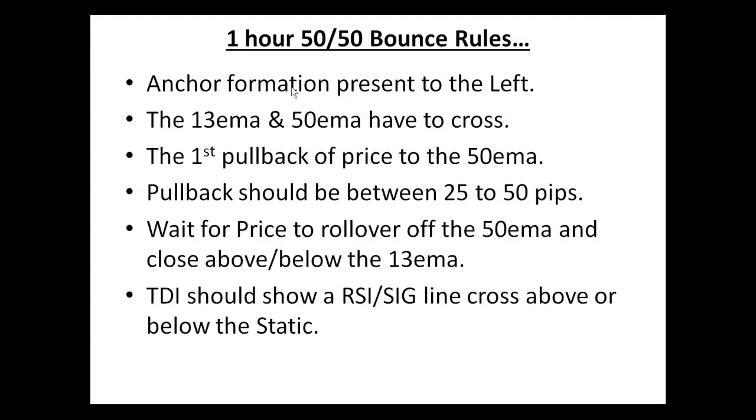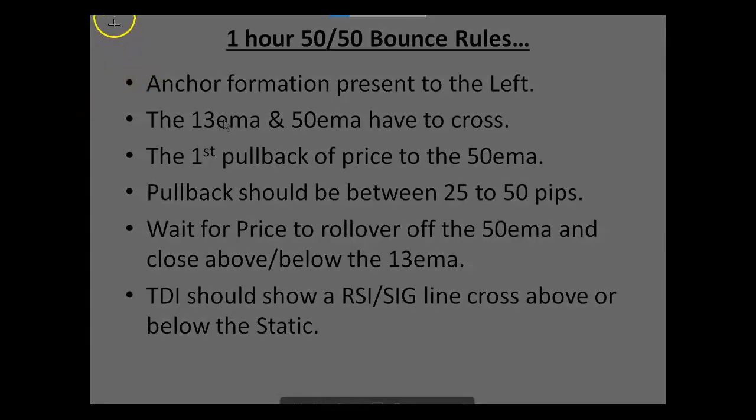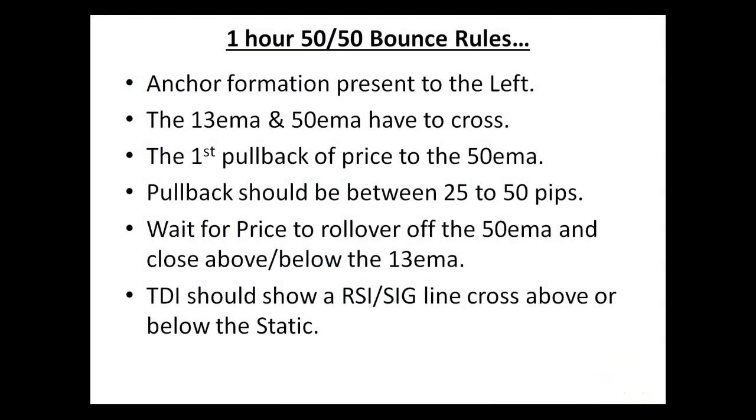The 1 hour 50-50 bounce rules. The anchor formation is present to the left. You've got to see your anchor: M's, W's, multi-days, multi-sessions, of course, head and shoulders, 3 drives, half bats. The 13 and the 50 EMA have to cross, the 1350 cross. We're looking for the first pullback of price to the 50 EMA. After the 1350 cross, the pullback should be between 25 to 50 pips. Then you wait for price to roll over off the 50 EMA and close the bubble below the 13 EMA. That means the shift candle.